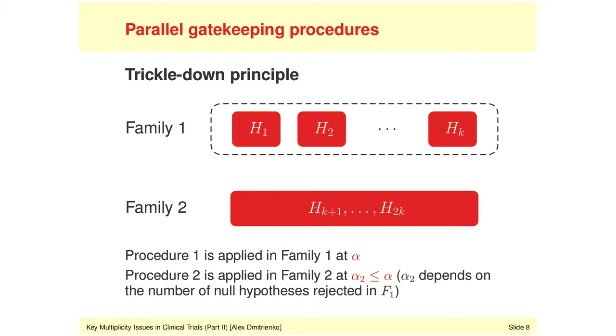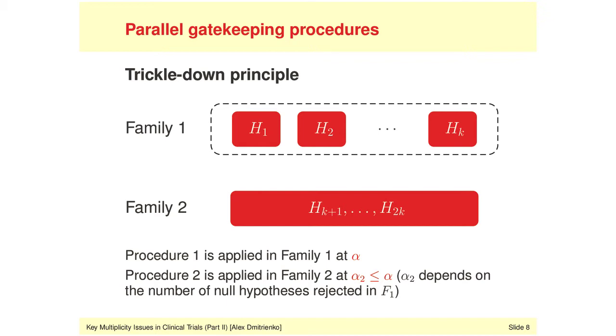Parallel gatekeeping strategies rely on what could be called a trickle-down principle, which can be introduced using this diagram. Here we assume again a simple 2-family setup. There are k hypotheses in the primary family, which is family 1, and without loss of generality, we can assume that there are k hypotheses in the secondary family, which is family 2.